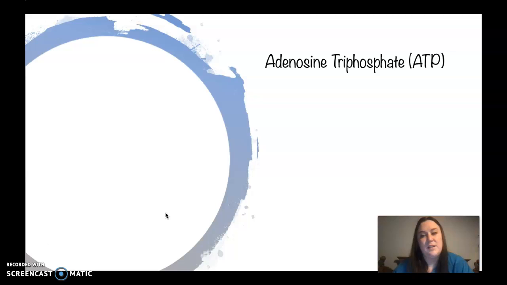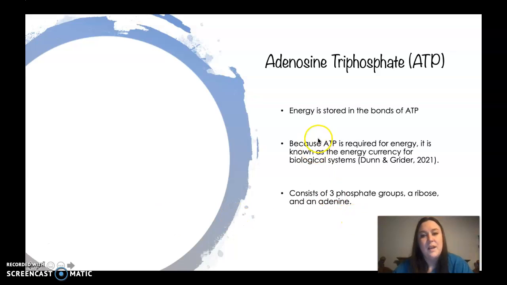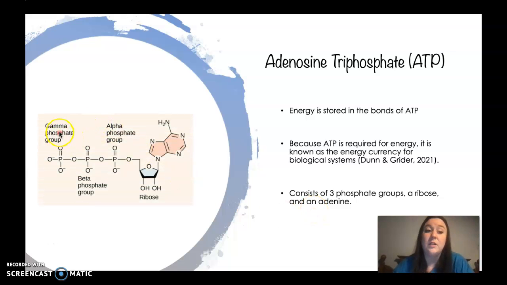Adenosine triphosphate, ATP. Energy is stored in the bonds of ATP. Because ATP is required for energy, it is often referred to as the currency for our biological systems. It consists of three phosphate groups, a ribose and an adenine. Over here, it shows us the gamma phosphate group, alpha phosphate group, beta phosphate group, and the other groups that are in the molecule.